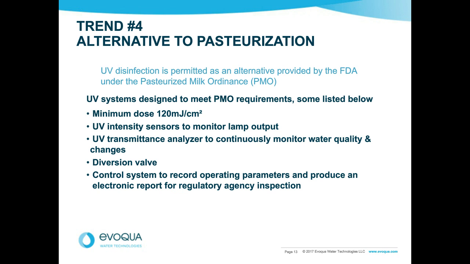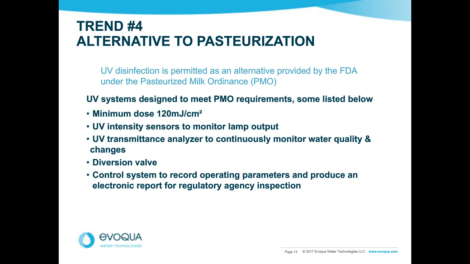Pasteurization has been a staple. You know, the dairy industry has thrived on pasteurization for several generations now. Pasteurization is slow. It's a batch process. You have to stop the water, heat it to a certain temperature, hold it for a certain amount of time, and then cool it, and then use it. The big advantage with UV is it's not a batch process, it's a flow through.